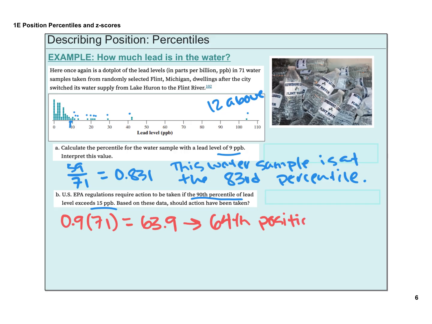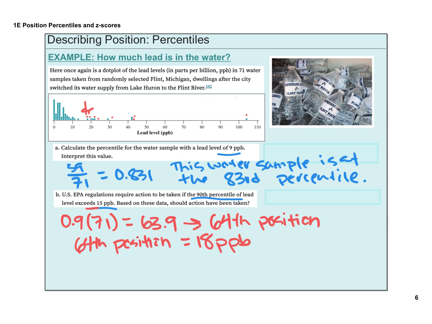So what I need to figure out is, what is the 64th position in my dot plot? If I count here, and I can come back and count some of the dots I was looking at before. Let me get rid of this blue that we were looking at and come back here. So this is 71, that's 70, 69, 68, 67, 66, 65, 64, oh, that's 64 right there. Okay, so it looks like the 64th position in my dot plot is equal to 18.